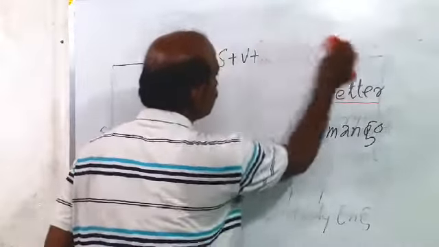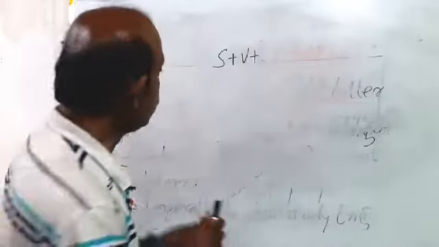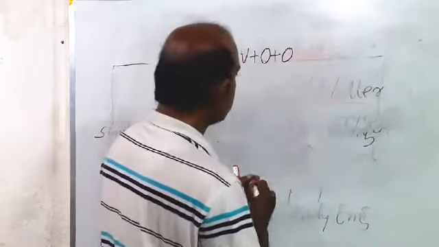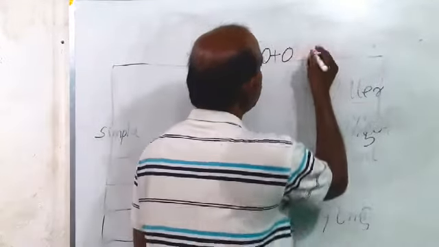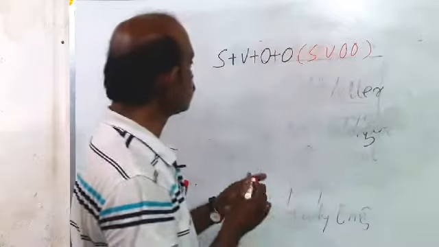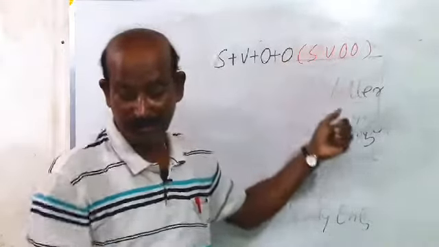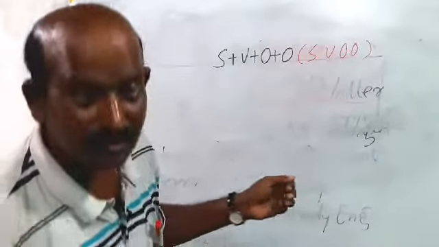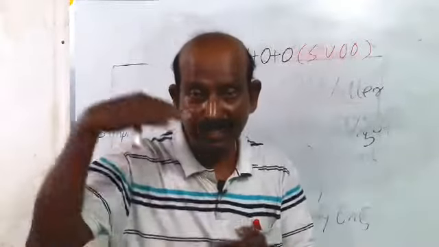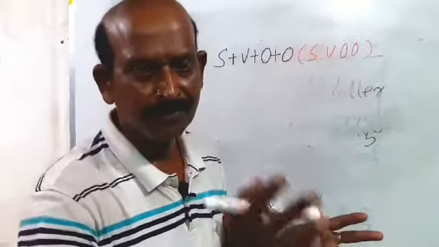The third pattern is SVOO, SV plus O plus another O. So this pattern is known as SVOO. What does the second O stand for? It is subject plus verb plus object plus another object. There are some verbs which take two objects after them. The verb which takes two objects after it is called ditransitive. Am I clear?